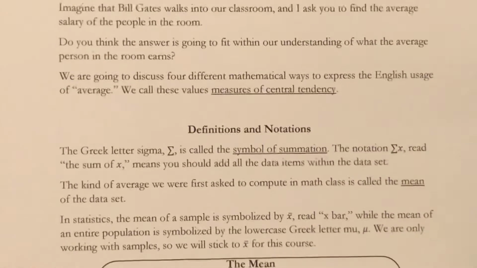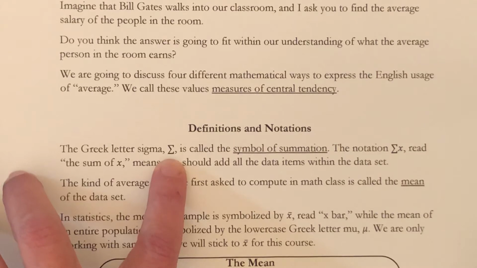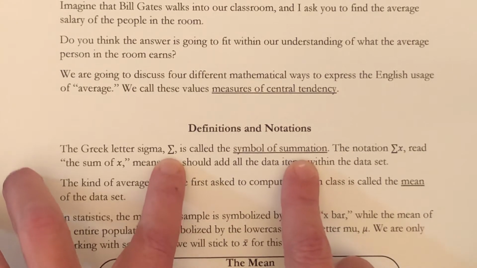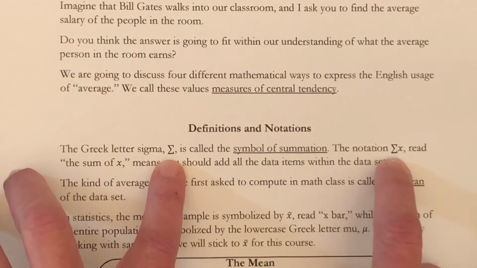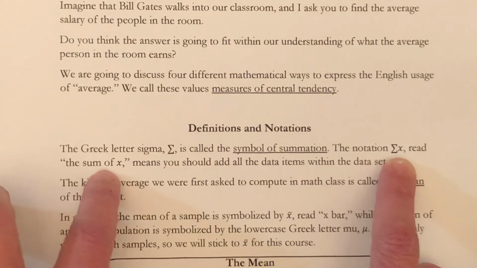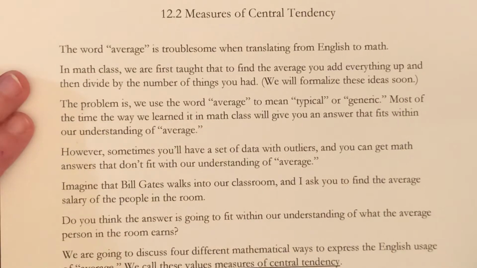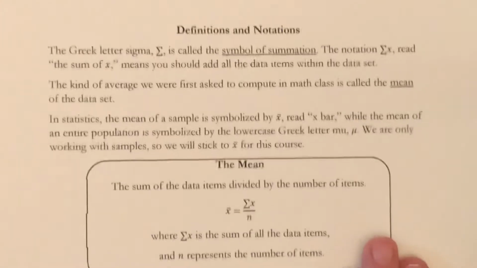We need some definitions and notations. We use the Greek letter sigma. It's called the symbol of summation. Basically, it's a big old symbol that says add everything up. The notation looks like this, sigma x, or the sum of x. It means that you should add all the data items within the set. So this is kind of like when we were talking about average up here, where you add them up and you divide them. This is that you add them up.